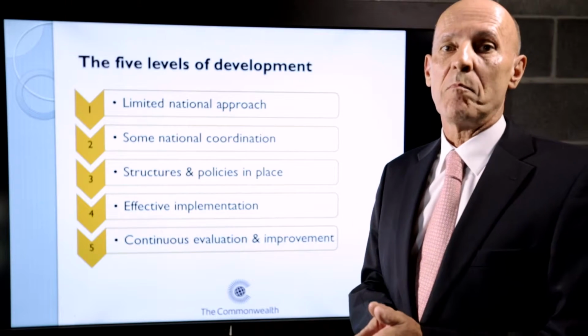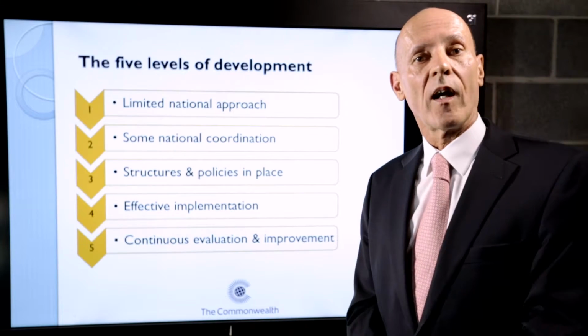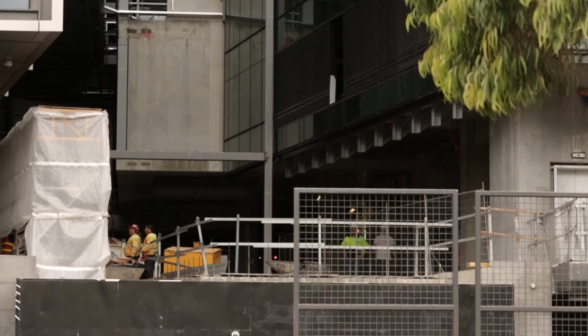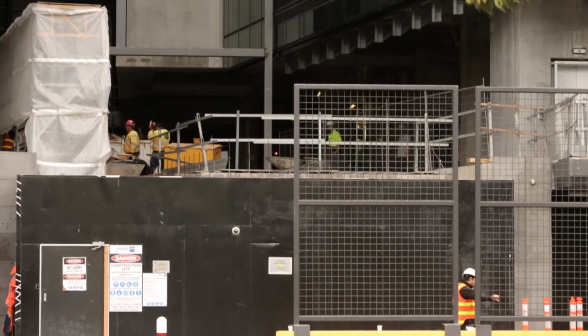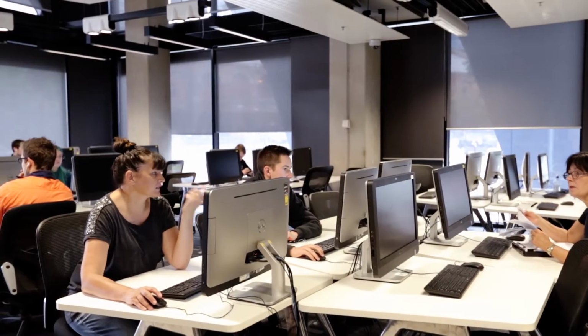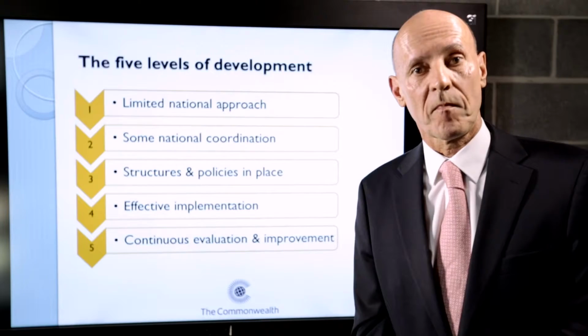If they are being implemented effectively, then you move to level 4. So everything's working well. Employers, both government and non-government, are actively engaged within the vocational training system, and they have regular opportunities for updating their information, for example, about current and future skill needs.